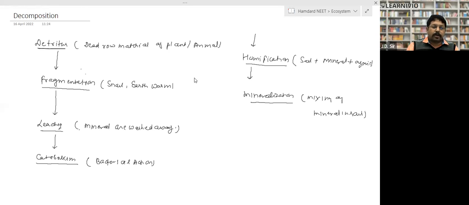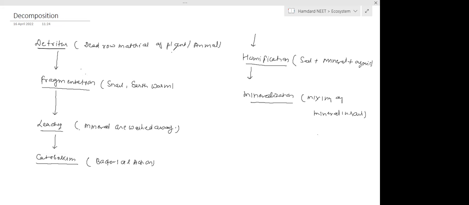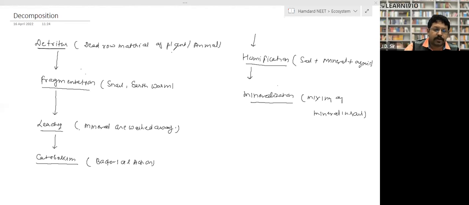Yes. Right. So please note down this flow chart. Then I'll dictate what is decomposition. Sir, can you repeat the last part? Yeah, sure. What happened? The mineralization after the humification, humus is formed, right? Then this humus actually gets mixed with the soil, and this mixing of the humus with the soil is called mineralization. So first, please note down the flow chart. Then I'll dictate to you.